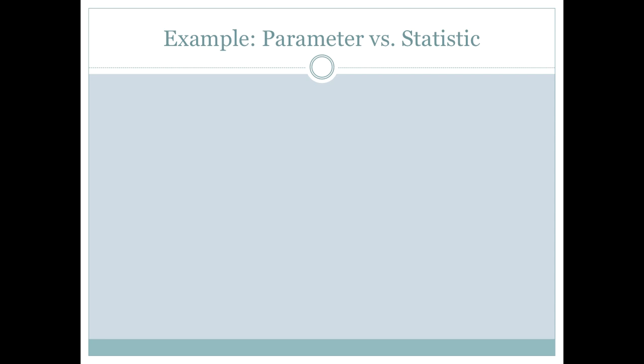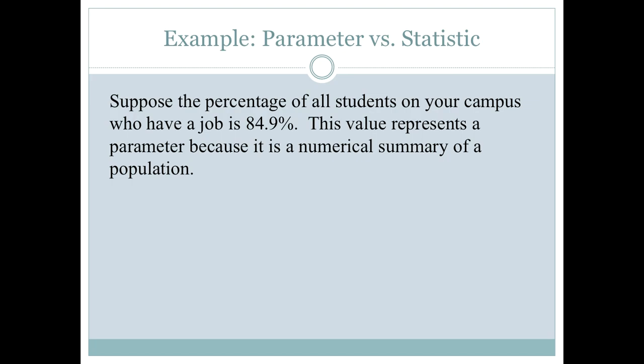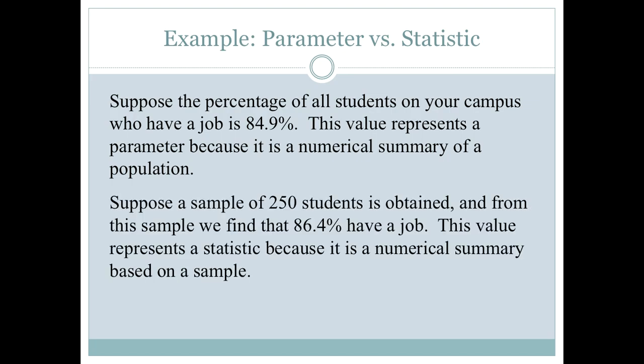So let's look at an example where we're distinguishing between parameters and statistics. Let's suppose that the percentage of all students on your campus who have a job is 84.9%. Now, this value in particular represents a parameter because it's a numerical summary of a population. It didn't tell us that we took a sampling of students on our campus. It just says the percentage of all students on your campus. So that's everyone. So that's going to be a parameter because it's from the actual population.